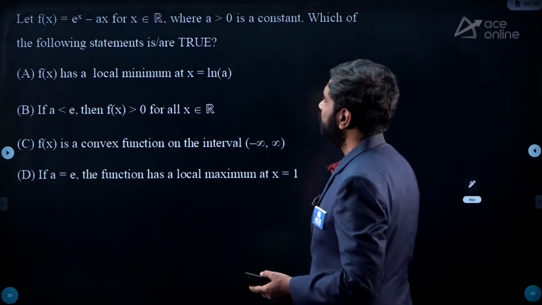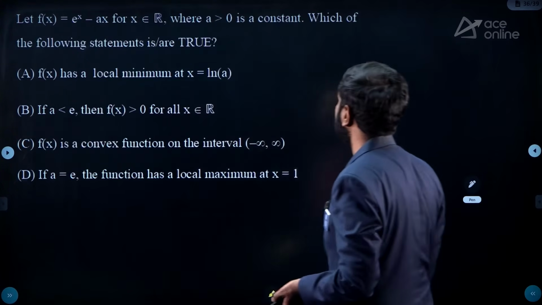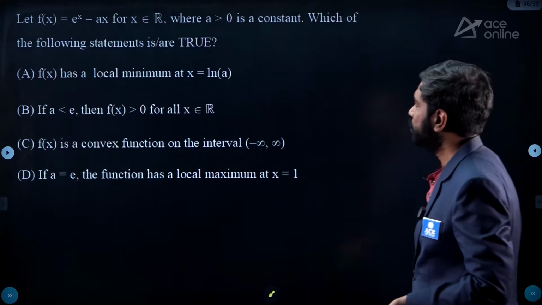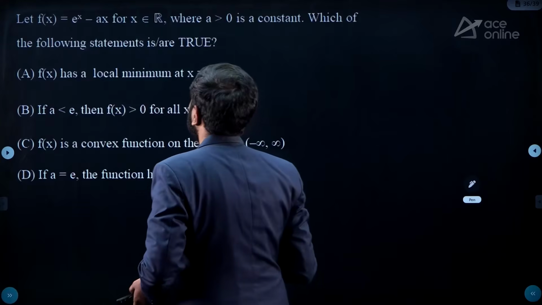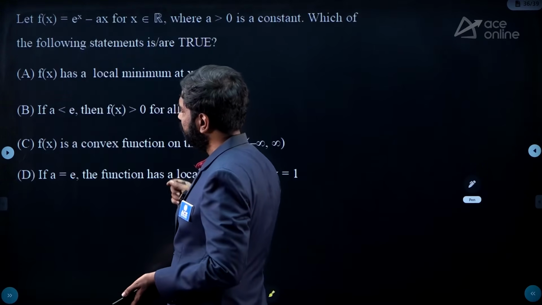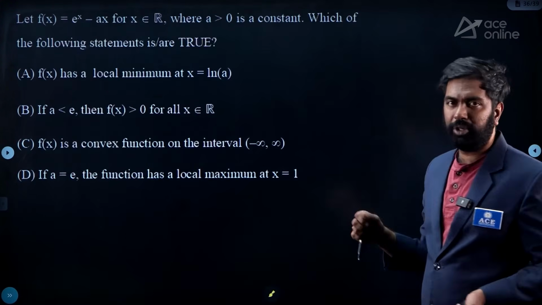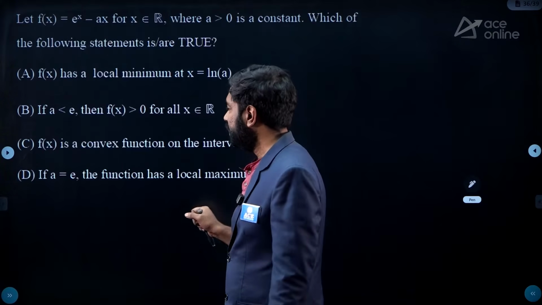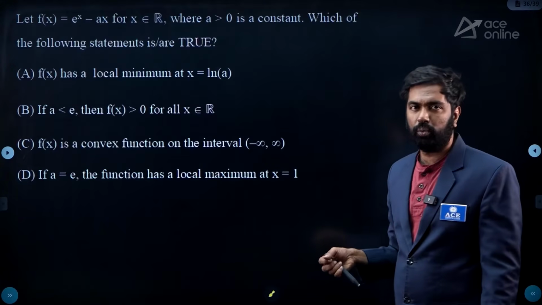They give a function which is e power x minus ax for x belonging to R, where a is greater than 0 as a constant. Which of the following statements are true? So we need to verify all of them. So f of x has a local minimum at x equal to log a. If a less than e, then f of x is greater than 0 for all x belonging to the real numbers. F of x is a convex function in this interval. If a is equal to e, then the function has a local maxima at x equal to 1.